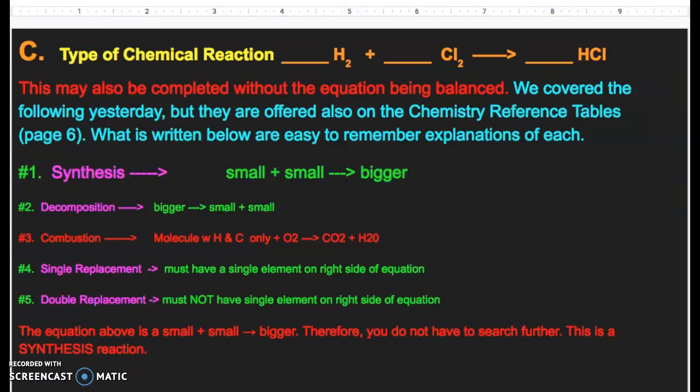Okay, so on this next one here, it says the type of chemical reaction. It can be done before the equation is balanced. So that's why we go ahead and do this. Here you have hydrogen gas plus chlorine gas equals hydrochloric acid. Notice it's a small plus a small yields one bigger molecule, right? Small, small, big. So you don't have to go any further. Look at the first one. It says synthesis. There's the answer. It's a synthesis. Nothing more needed for that.